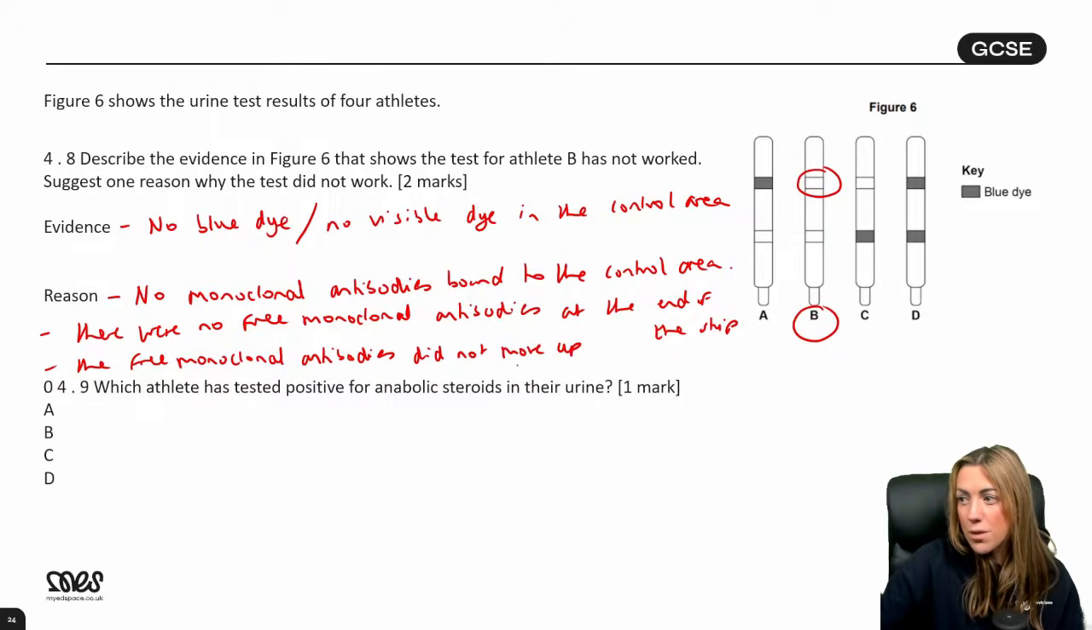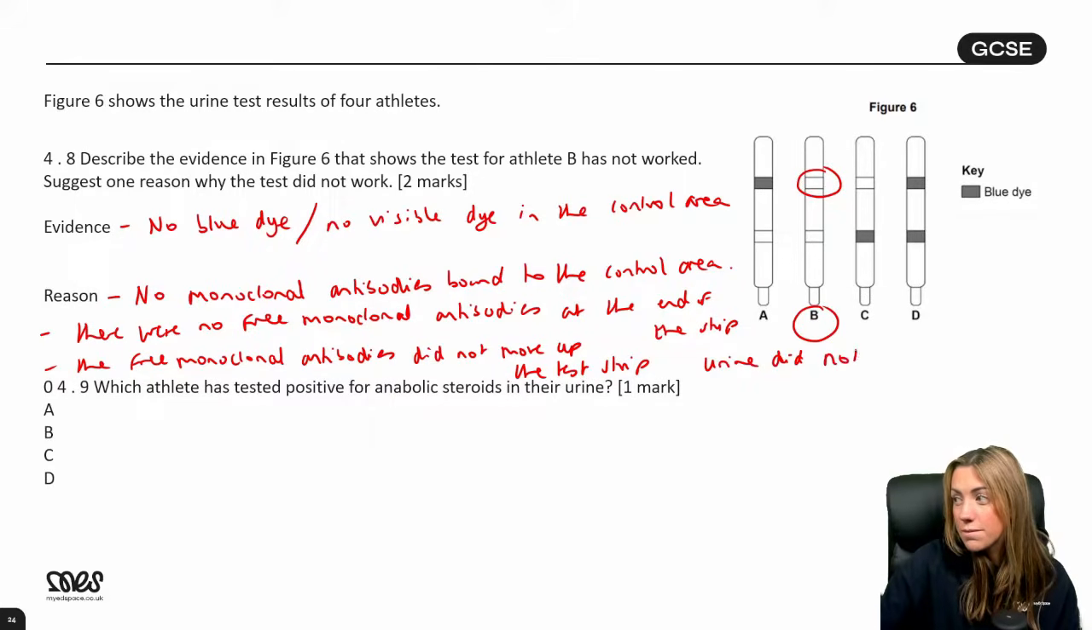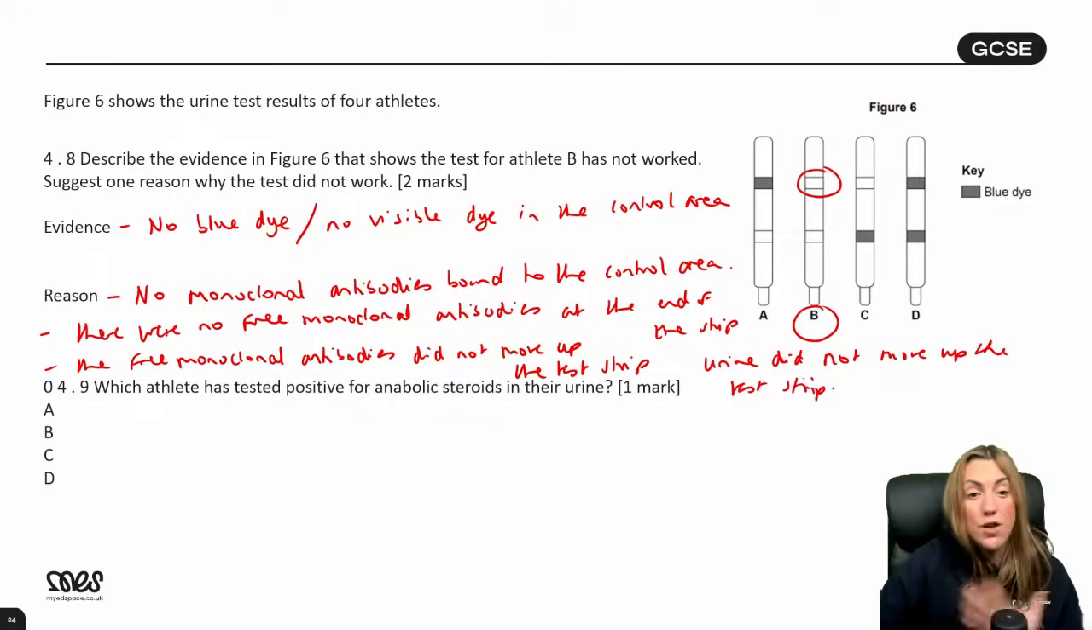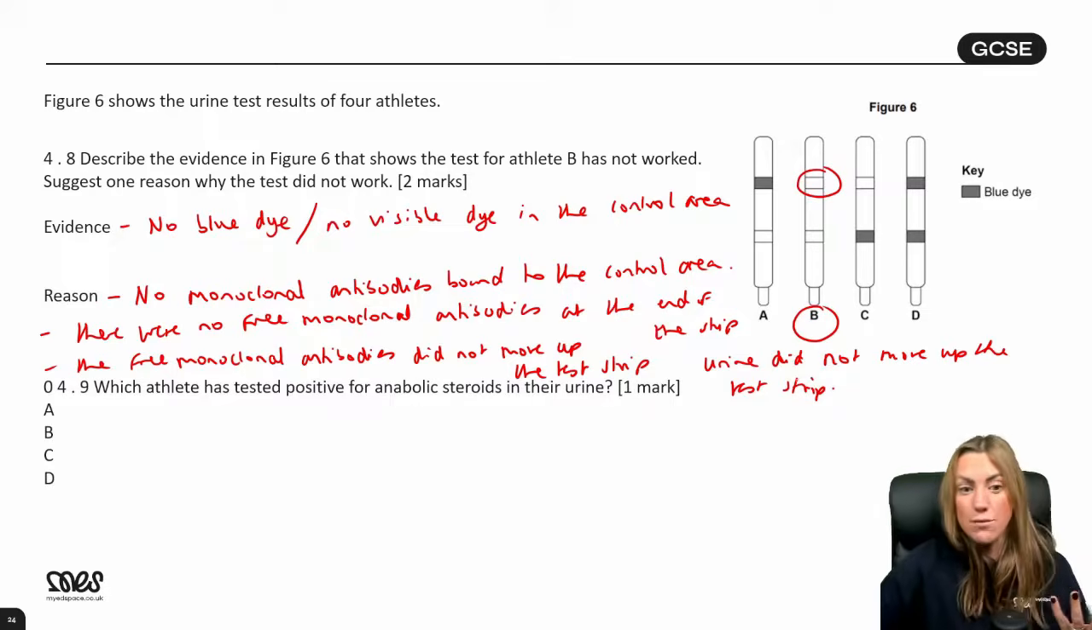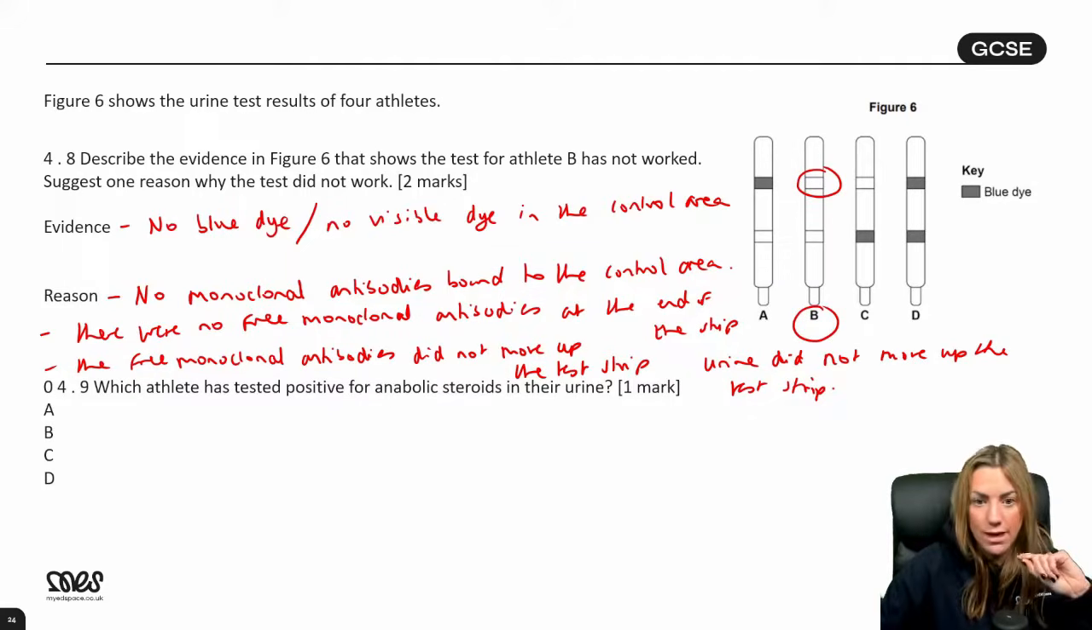Did not move up the test strip. And therefore, they can't bind to the control area and can't make the dye go blue. Maybe the urine did not move up the test strip, maybe because there wasn't enough urine applied, so it didn't carry the monoclonal antibodies up the test strip, and that explains why there's no blue dye in the control area. Which athlete had a positive test?